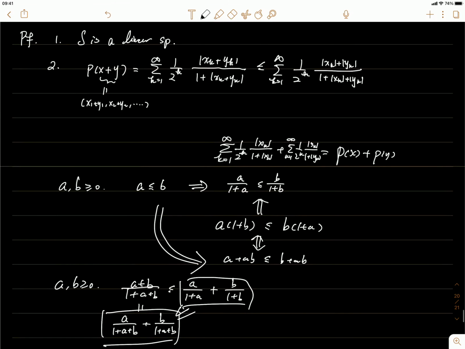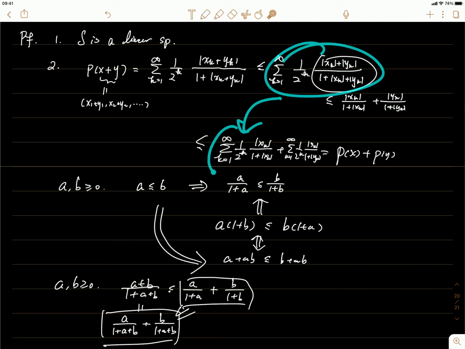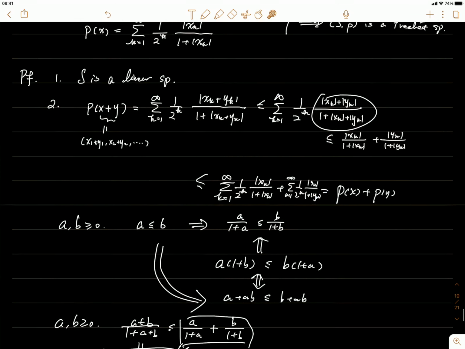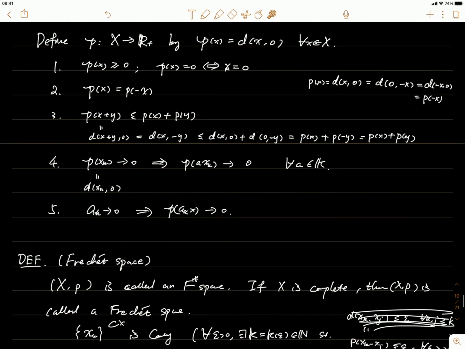Okay, and now we're going to use that property right here. This shows that this quantity right here is less than or equal to xk over 1 plus xk, and also plus yk over 1 plus yk. Okay, so that's how we get that this thing here is less than or equal to this thing. So that's the triangle inequality that we proved. Now let's see the third one.